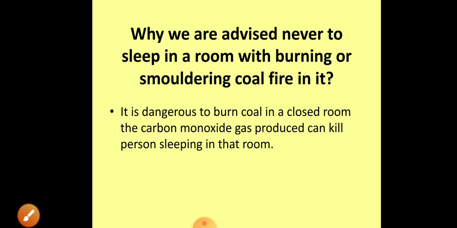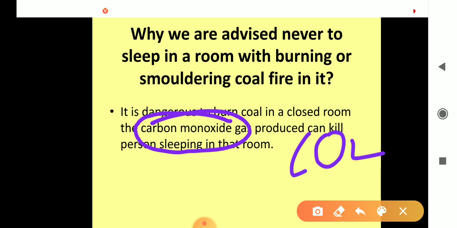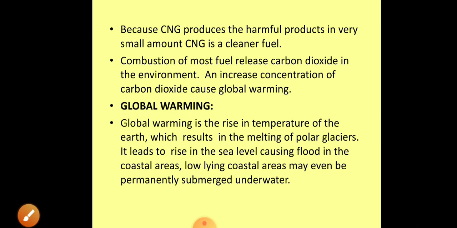Okay, then next is why we are advised never to sleep in a room with a burning or smoldering coal fire in it. The reason is that it is in a closed room. When all the oxygen is used up, then the gas carbon monoxide is formed, right? Normally carbon dioxide is formed, but when the amount of oxygen is less in the room, then the gas produced will be carbon monoxide. It is a poisonous gas, and it can kill the person sleeping in that room.